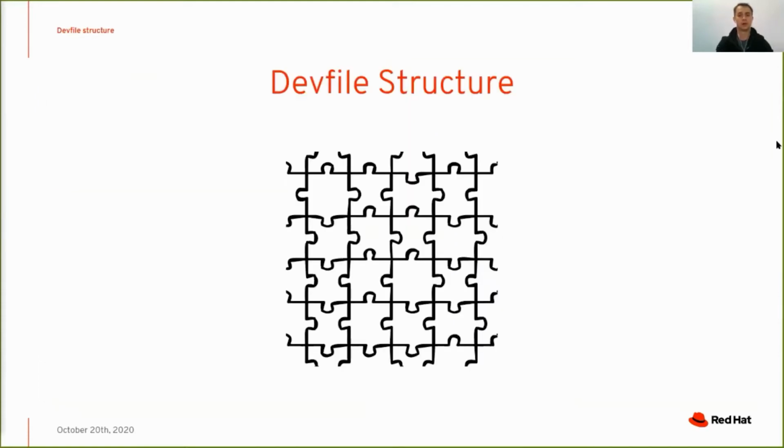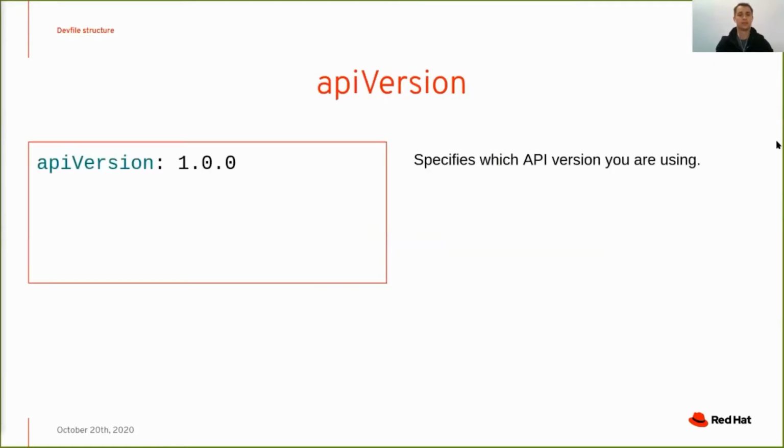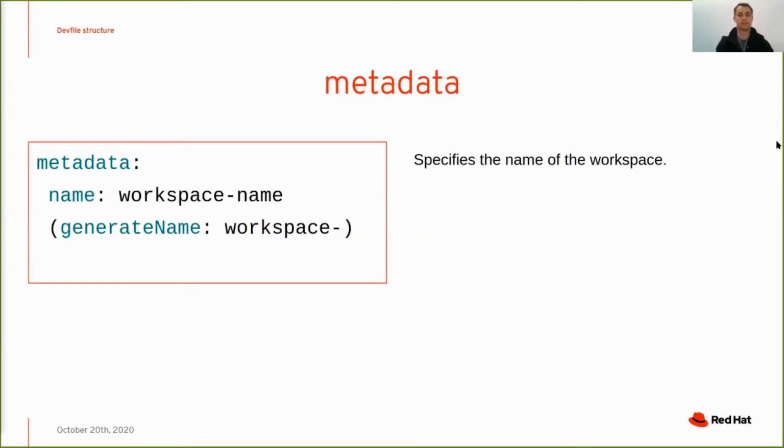Let's talk a bit more about the structure of the file. So the top element is apiVersion. This section is required, and it is how you specify which API version you are using. The next part is metadata. This section is also required, and in this case, name is specified as the name of this workspace. We also have the option of generateName, in which case the system will generate the rest of the name. Using generateName means that a user can have multiple instances of this workspace at the same time.